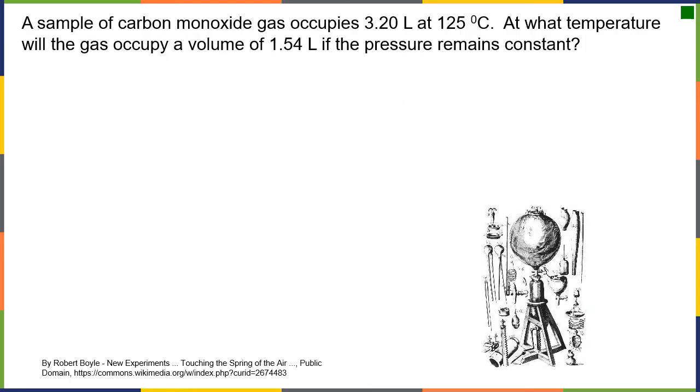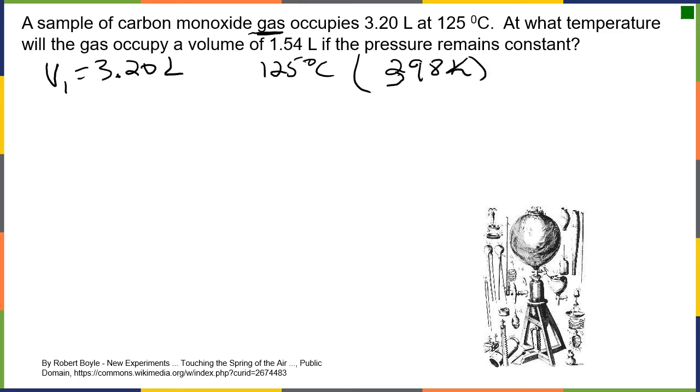All right, so we have a sample of a gas, and unless they tell us it's a real gas, we're going to assume it's ideal, so we don't even care what it is. And we have a volume and we have a temperature. So let's say our volume starting with is 3.20 liters at a temperature of 125 degrees Celsius. We know we have to put that in Kelvin, and when we do, this is 398 Kelvin.